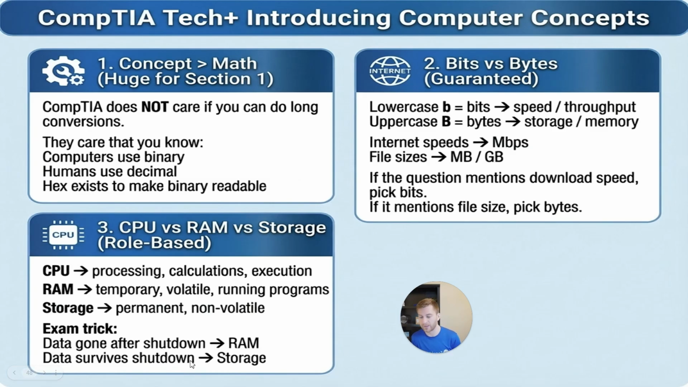That's a RAM thing. That means volatile. Data surviving a shutdown, for example, the computer powering off or getting restarted, that's our long-term storage like our hard drives and our solid state drives.